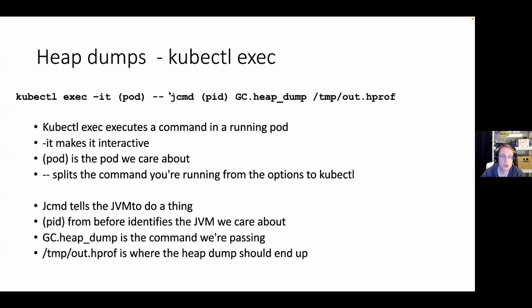So I'm going to execute jcmd against the process identifier that we found a second ago, and tell it GC.heap_dump, and here's an output file. The structure of this command is exactly the same. kubectl is a way to say, dear Kubernetes cluster, please do this thing. The thing we want it to do is exec, to make it interactive. It's a pod that we care about. And then here is the rest of the command that we want it to run. So let's see what it does.